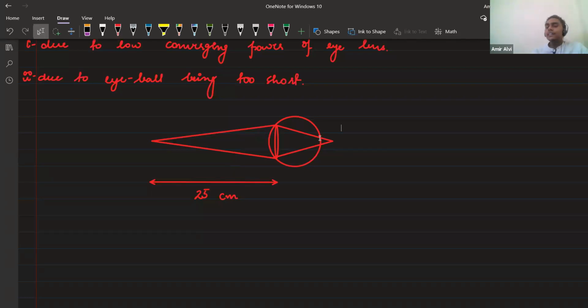You can say it is imagination that they will not meet at the retina. We are just representing that they are not meeting at the retina, but instead are going beyond the retina. That's an imagination. The line behind the retina should be a dash line like this, but I don't have a dash line option, so you have to draw it completely like this. Okay, clear everyone? So this is the hypermetropic eye.